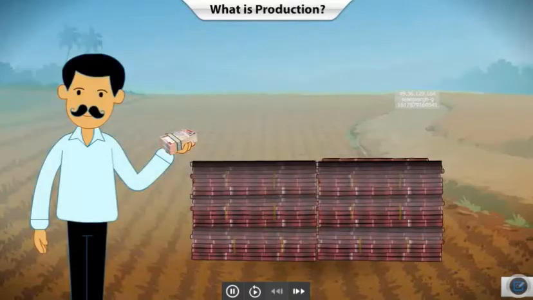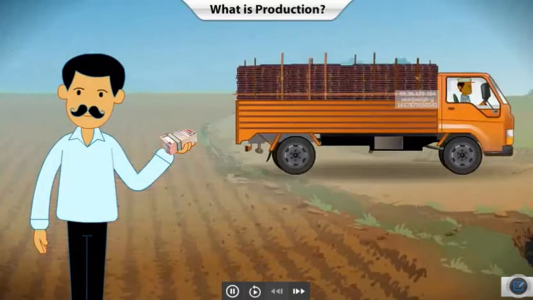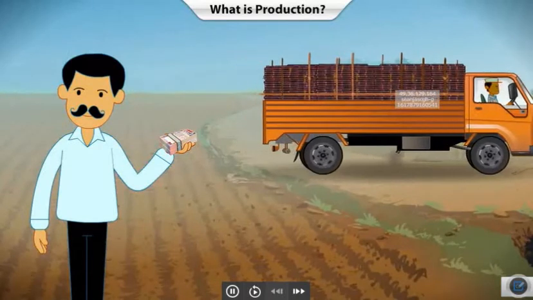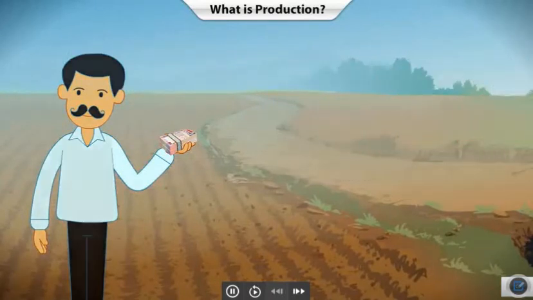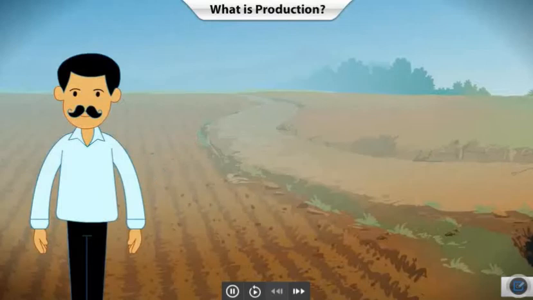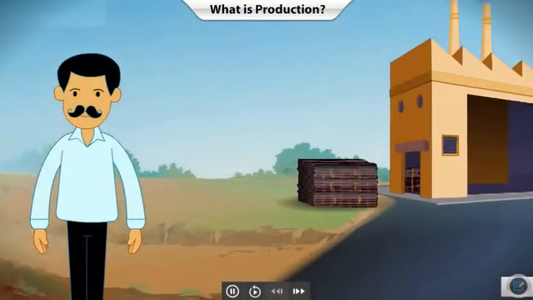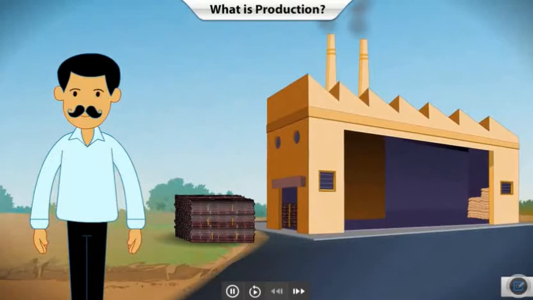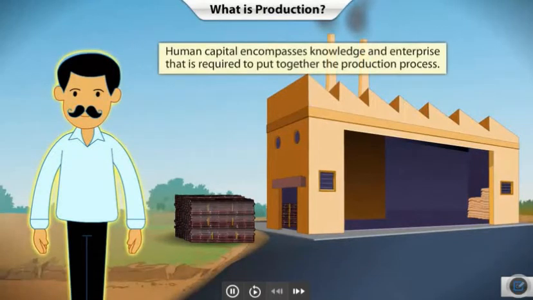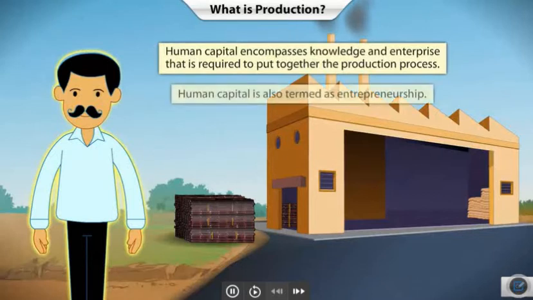Jagan skillfully needs to manage his agricultural activities so that he can get good returns at the end of the harvesting season. To fulfill his ambition of becoming a businessman, Jagan decides to set up a factory close to the field so that he can earn higher returns on his investment. This spirit of an individual that allows them to put together their knowledge and expertise to add value to an existing good is termed as human capital. Human capital is also termed as entrepreneurship.